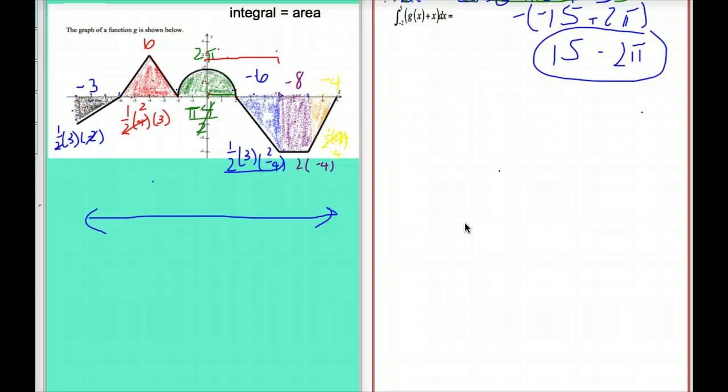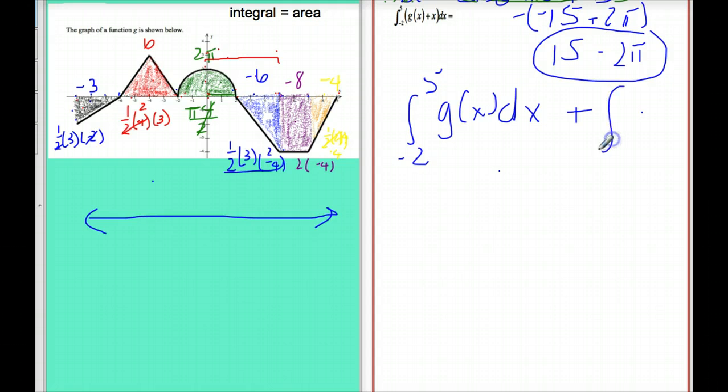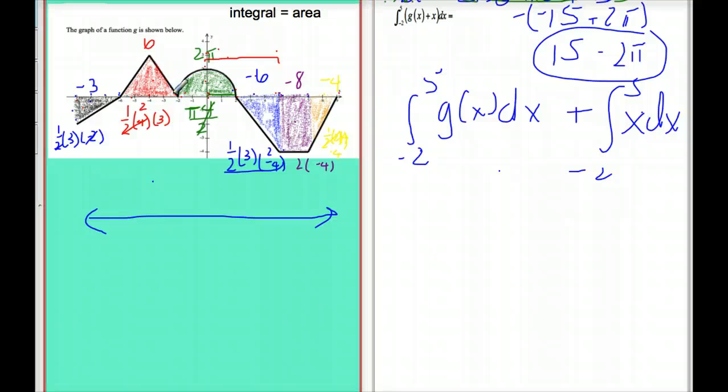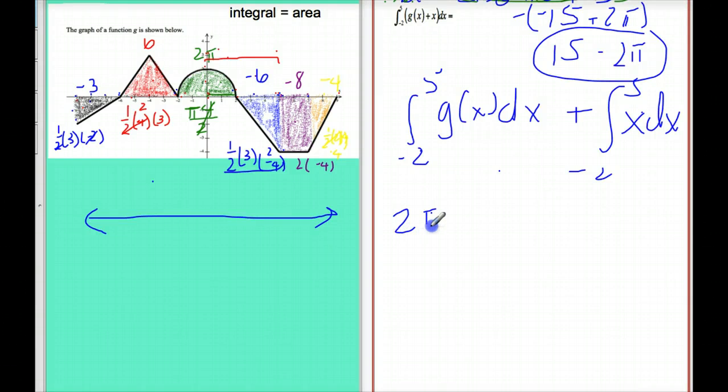Alright, so what we see is I'm first going to break this up and I get the integral of negative 2 to 5 of g of x dx plus the integral of negative 2 to 5 of x dx. So what we're going to do is we're going to go from negative 2 to 5, and I see negative 2 starts at the semicircle, 5 ends at this triangle, so I get 2 pi minus 6.